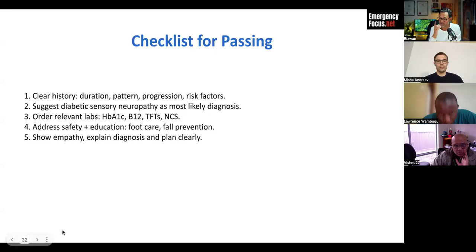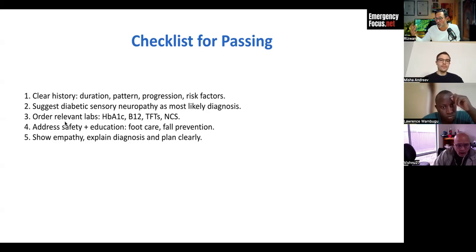So the checklist for passing, which will get you in hot water, is the duration, pattern and progression of his symptoms. Obviously, you need to establish diabetic sensory neuropathy as the most likely diagnosis only after establishing that he's got poor control of his diabetes. His blood sugar levels are still high. He's waiting to see an endocrinologist. The GP is not currently happy with his management plan.